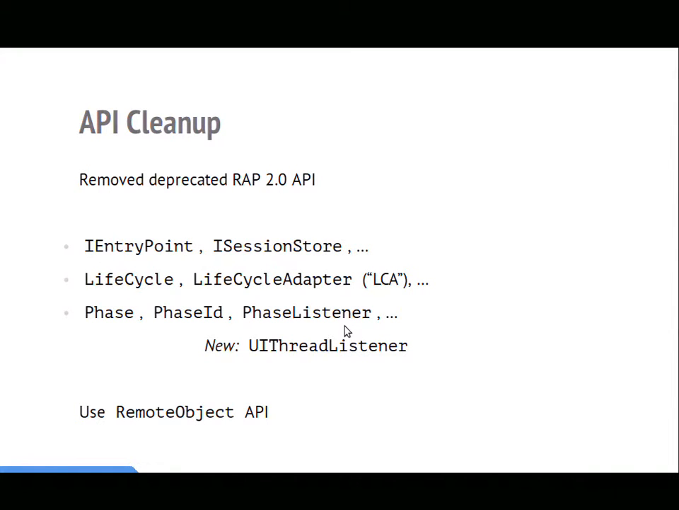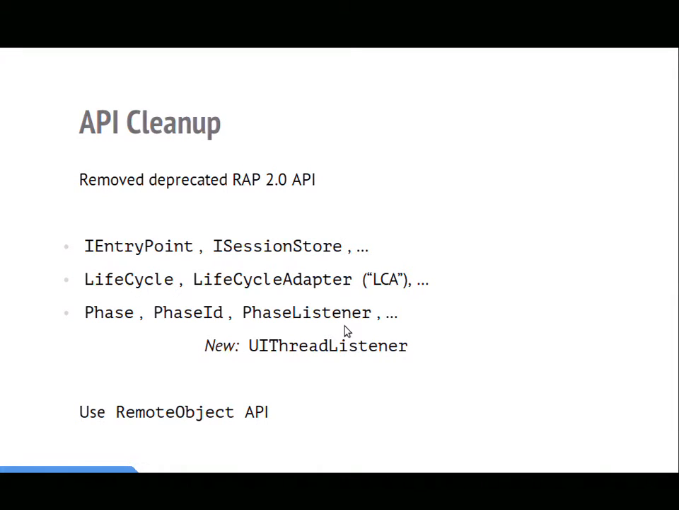Then we also cleaned up our API. We threw out everything that had already been deprecated in RAP 2. So all the things that we threw out in RAP 3 had been deprecated for more than 2 years. That's basically those I prefix interface names like IEntryPoint, ISessionStore. These have been renamed. IEntryPoint is now EntryPoint, ISessionStore is now the UISession.